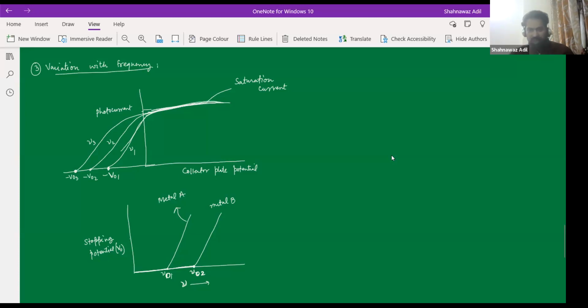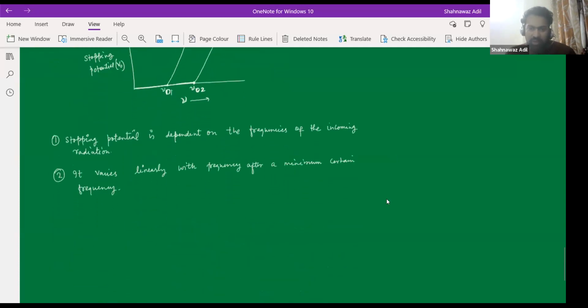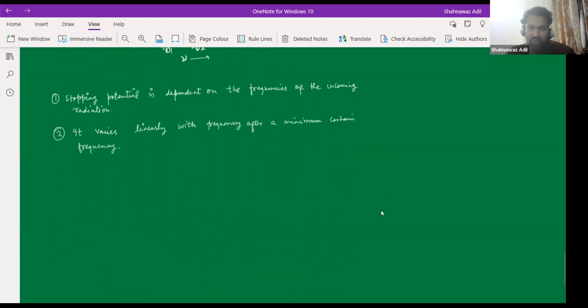Done, sir. Okay, then please note down these two observations. And from these observations, we'll write a summary of the experiment.